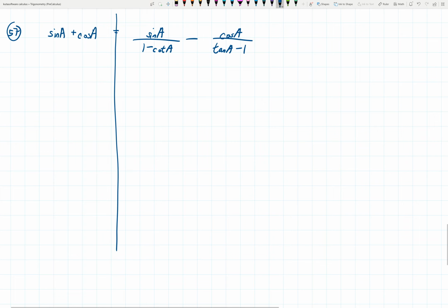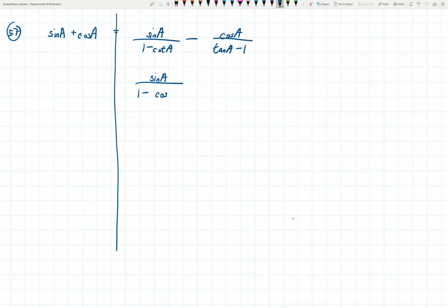All right, let's see what we got going on over here. The right side is much juicier than the left, so I'm going to start there. I think I want to change everything into sines and cosines. That's usually a good rule of thumb, so we're going to do it.